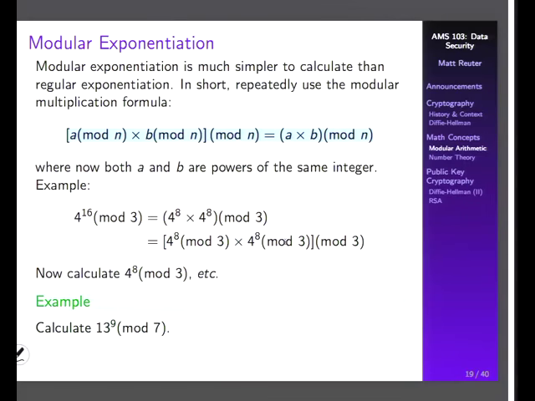And so then what's 16 modulo 3? Well, how many 3's are there in 16? There are 5, and the remainder is 1. So we can calculate that pretty straightforwardly, and then work our way back up to 4 to the 16th. Maybe I'll let you work that one through on your own time, but for an example we'll actually look at 13 to the 9th mod 7. So how does this work?